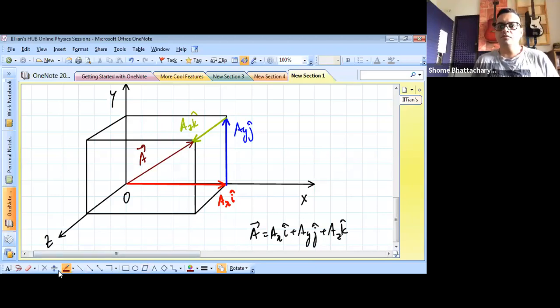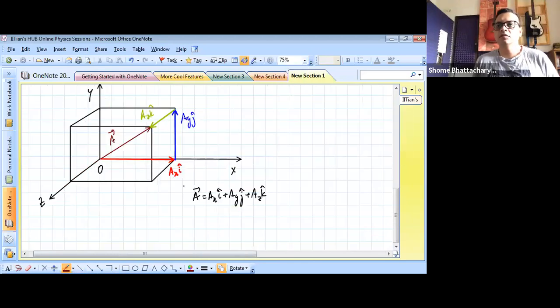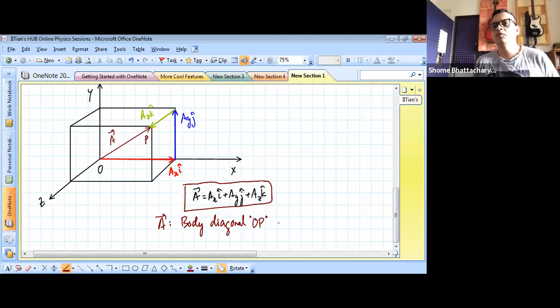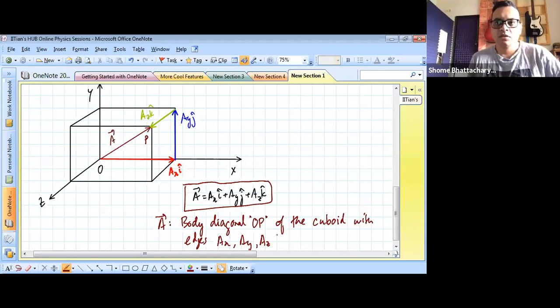Okay, so this is how we understand that this vector E now represents the body diagonal. Let's say this corner point is called P. Okay. So body diagonal OP of the cuboid with edges Ax, Ay, Az. Okay. So just make a note of this if you want.